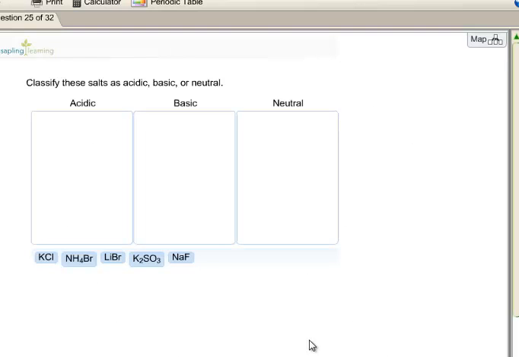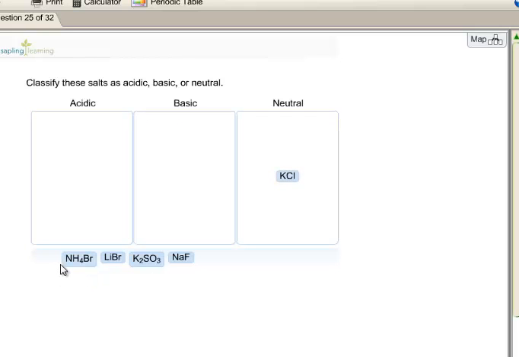Okay, so let's go back to our problem. I look at KCl. K, potassium, is an alkali metal that will not impact the pH, and chloride is the conjugate base of a strong acid, hydrochloric acid. So this is going to be neutral. Neither ion will impact the pH.